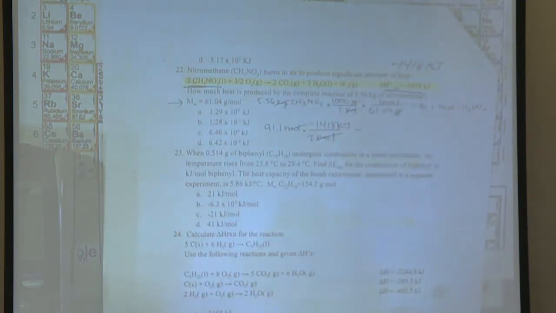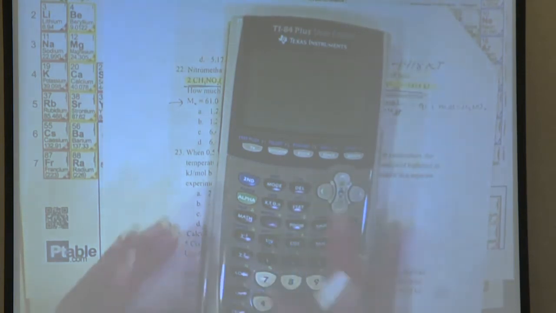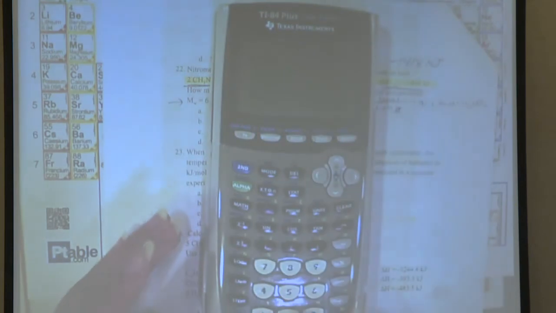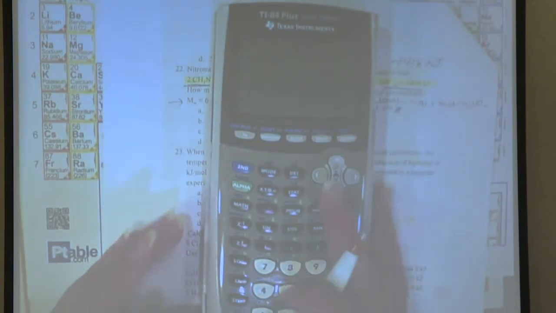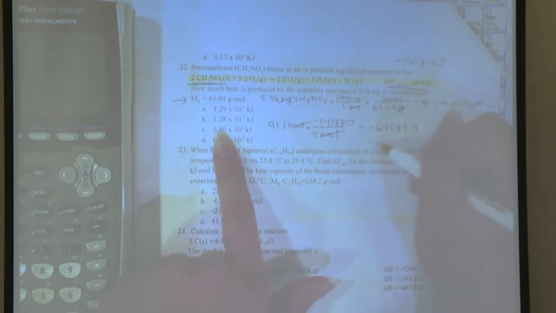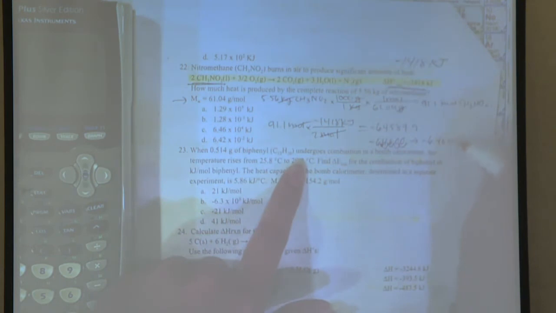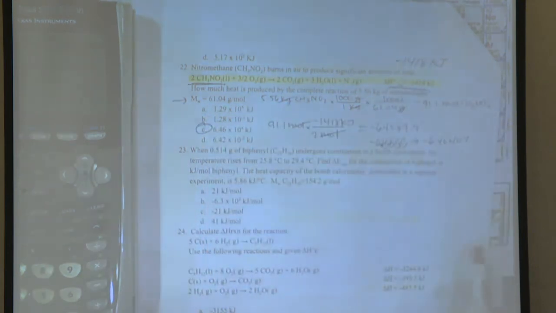What does that look like to us? 91.1 times negative 1418, divided by 2. It's going to give us negative 64589.9. And when we round, that's going to be negative 64600. And then we count 1, 2, 3, 4, so it's actually going to be negative 6.46 times 10 to the 4th, which is right here.